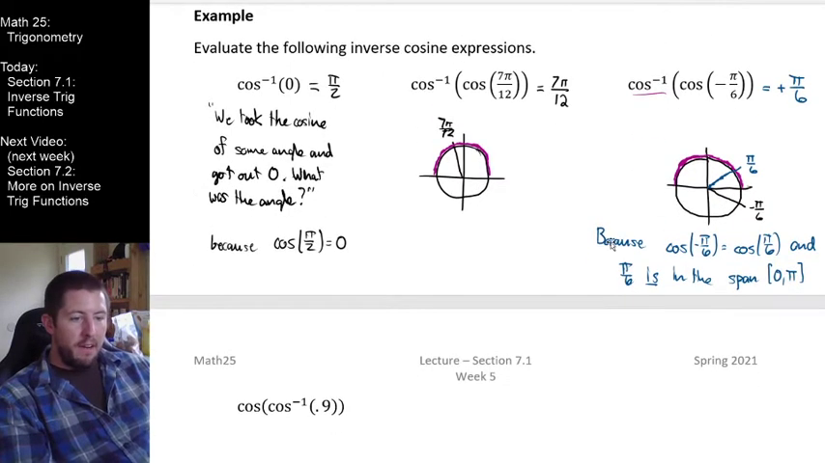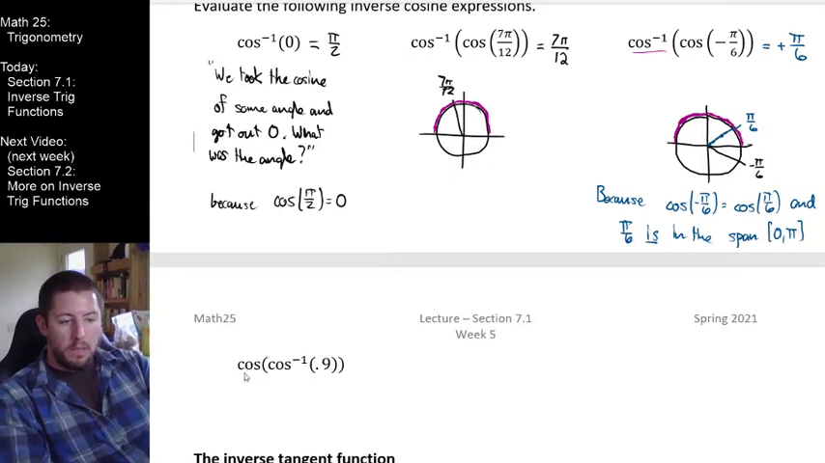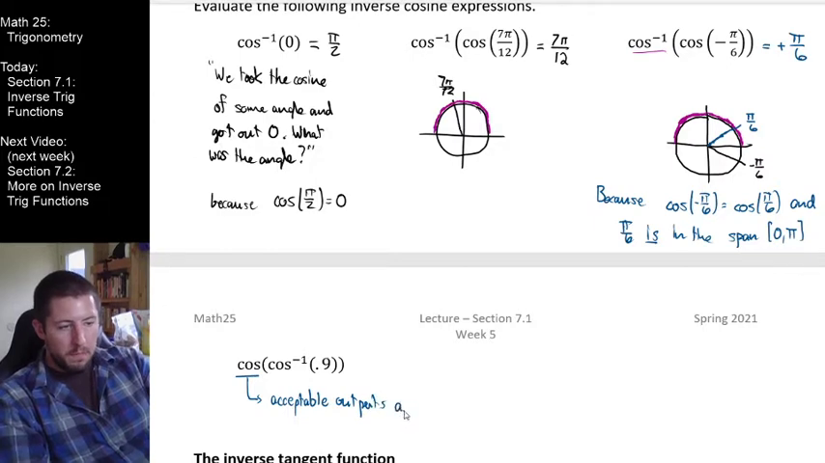All right. And for our last one here, cosine of cosine inverse of 0.9. For this last one right here, you should notice that our outermost function is cosine, not cosine inverse. Cosine, what types of outputs do we ever see here? Well, negative 1 to 1. Is 0.9 in that span?